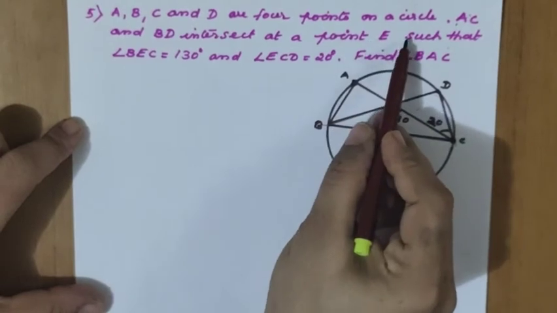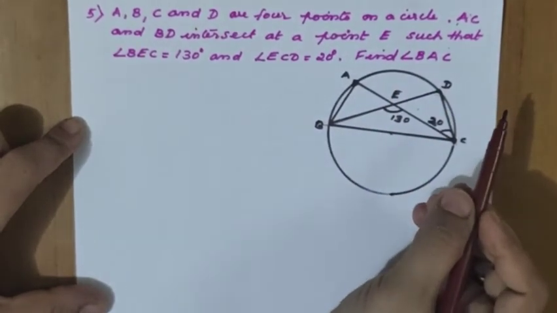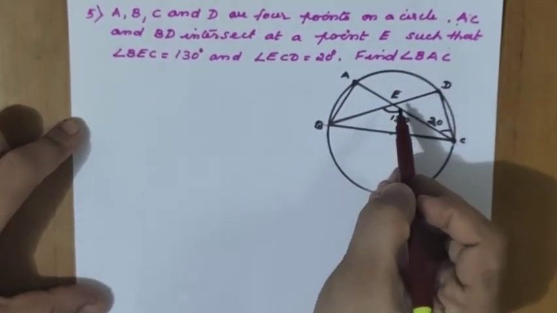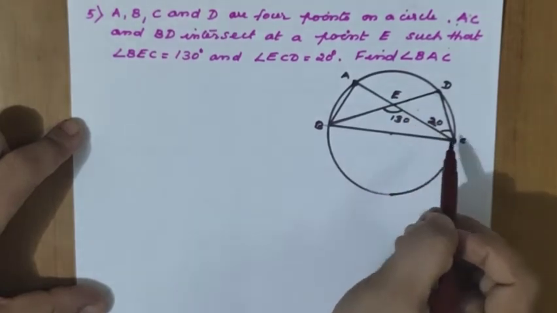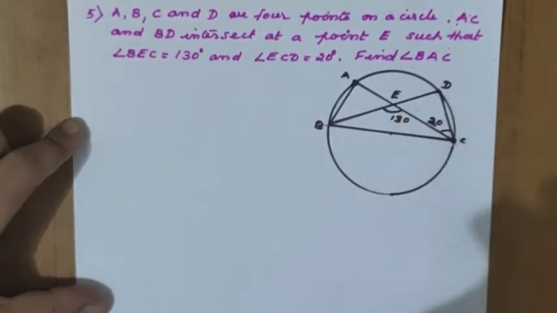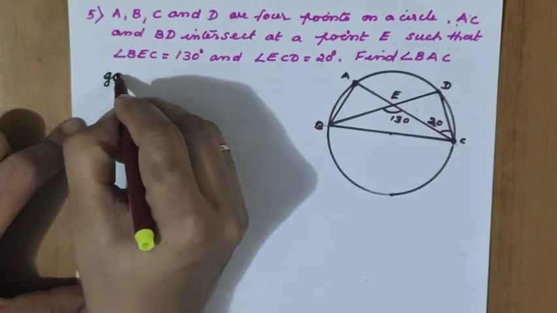Chapter 10, exercise 10.5. ABCD are 4 points on a circle. AC and BD intersect at E such that angle BEC is 130 degrees and angle ECD is 20 degrees. Find angle BAC. So, what is given in the question?